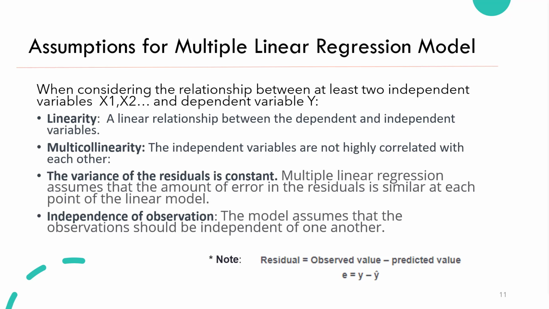In multiple linear regression, we assume that the amount of error in the residuals is similar at each point of the linear model. When we analyze the data, we should plot the standardized residuals against the predicted values to determine whether the points are distributed fairly across the values of the independent variables. To test this assumption, the data can be plotted on a scatter plot, or we can use statistical software to produce a scatter plot that includes the entire model.